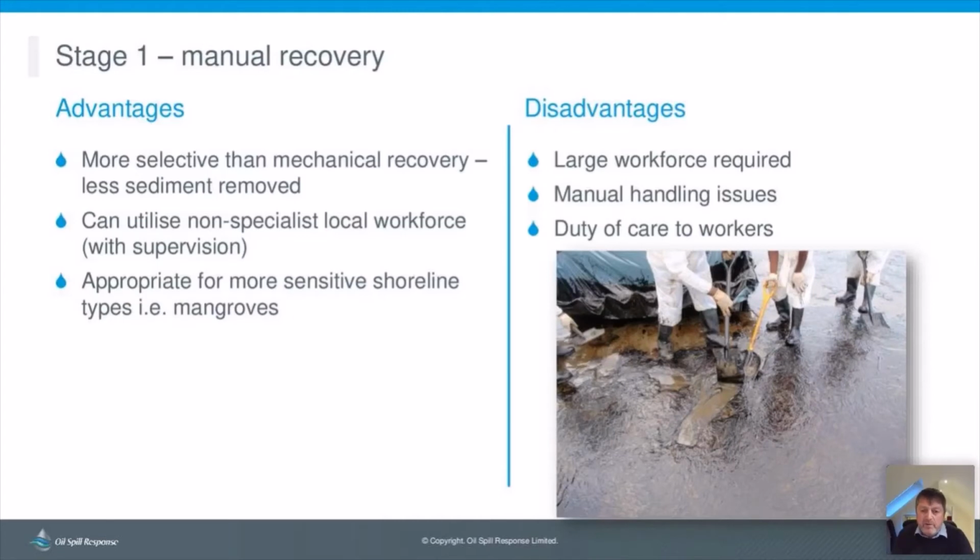I've been on several spills where we've used local labour workforces, and we've given them basic training at the time, given them some basic safety training as well, and then they've done a perfectly good job of cleaning up that shoreline.